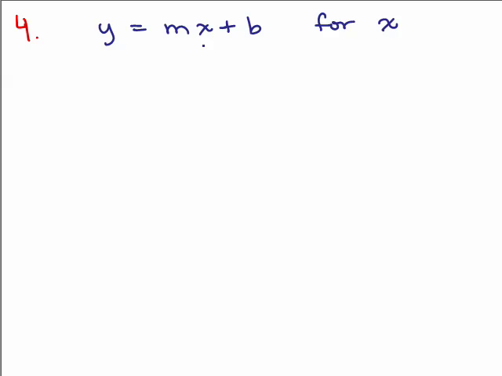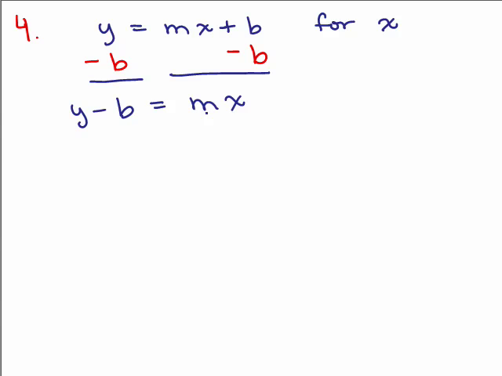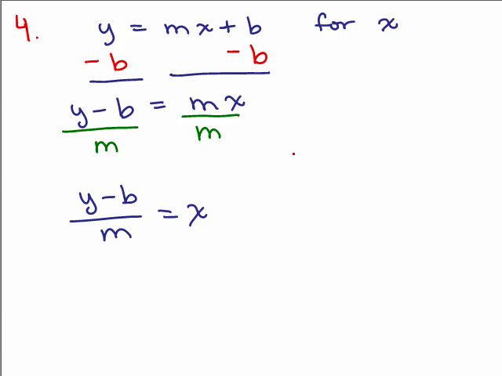Here, this term, the mx, so I want to subtract b from both sides. Just like if it was a plus 3, we would subtract 3 from both sides. So these are unlike terms, so I have to just write y minus b equals mx. And now the coefficient of x is m. If it was a 5, you divide by 5, but it's an m, so we divide by m. So we've got y minus b over m equals x. So the answer would be written as x equals y minus b over m.